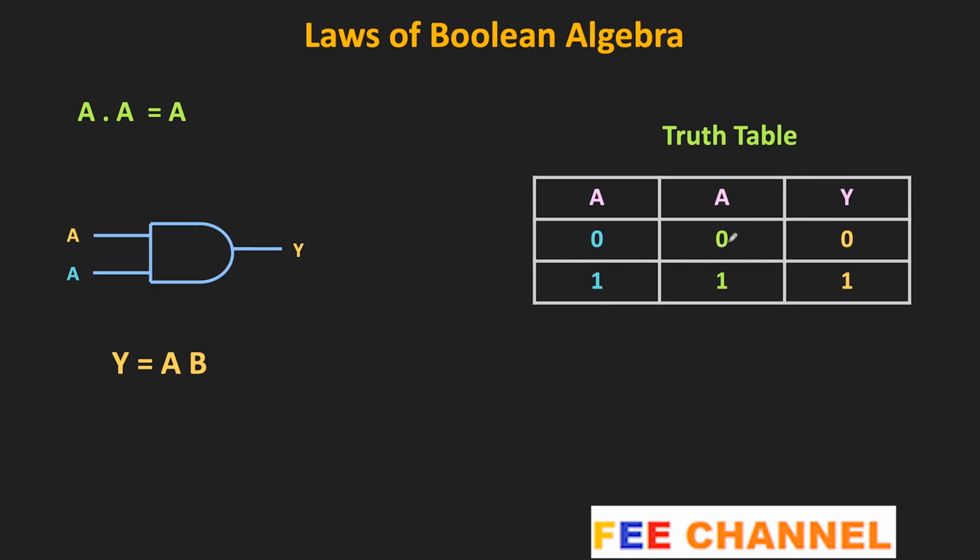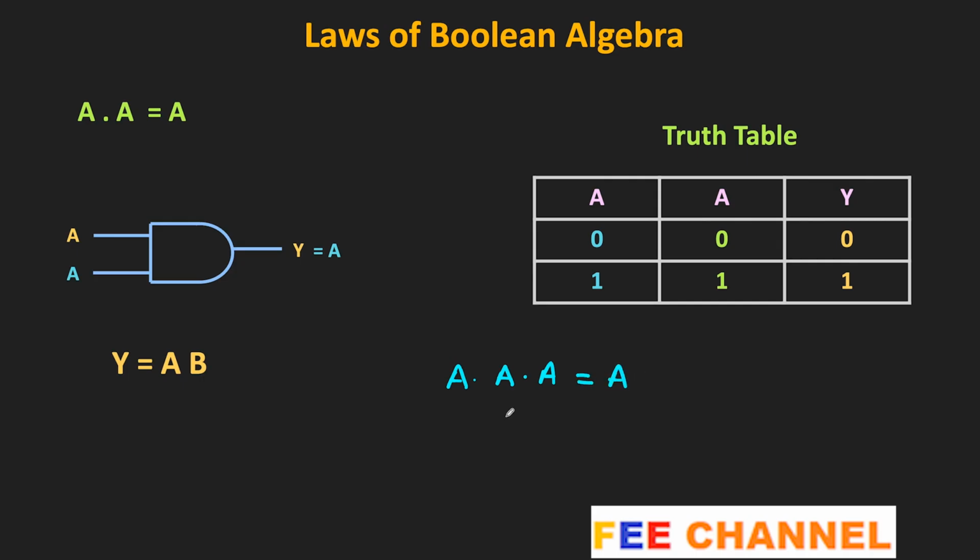And in that case, the output of the AND gate will be equal to 0. And when a equals 1, both inputs are 1. Therefore, the output of the AND gate will be equal to 1. As you can see, this output y is following the input. That means y equals a. And this is also true when there are more than 2 inputs. For example, if we have AAA, then that is also equal to a.